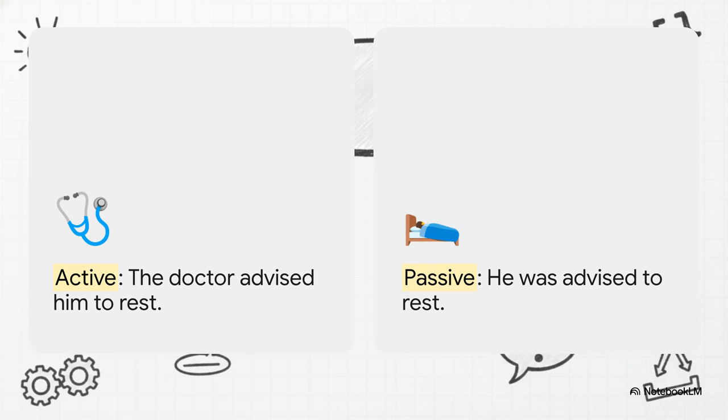Step 1, move the object, him, to the front, which turns into he. Step 2, insert the be verb, which in the past tense is was. Step 3, the verb advise becomes the past participle, advised. And step 4, keep the infinitive, to rest. He was advised to rest. It's clean, it's simple, and it is incredibly effective.